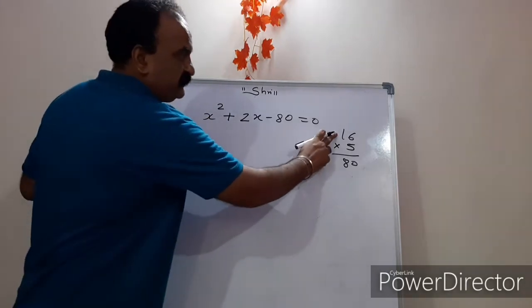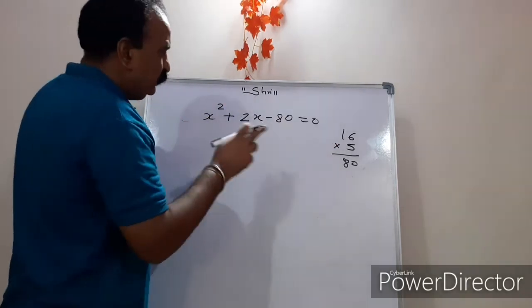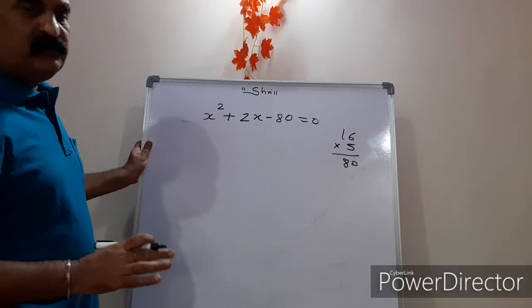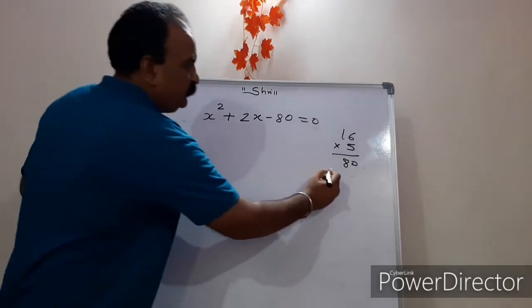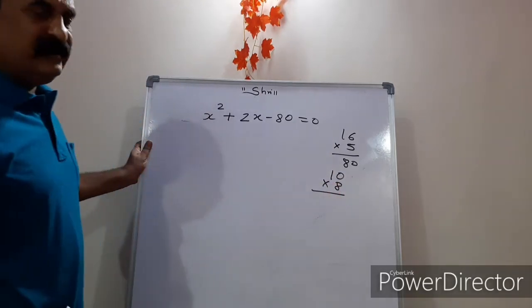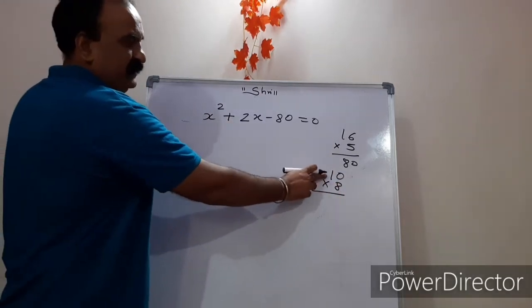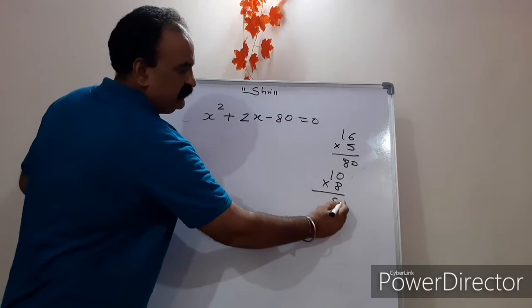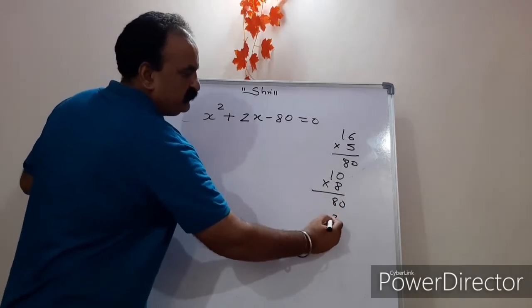But if you subtract 16 minus 5, you get 11. You don't want 11 here, you want 2. Suppose you are taking 10 and 8. 10 times 8 is 80, and 10 minus 8 means 2.